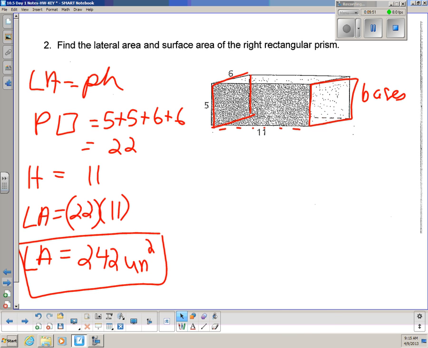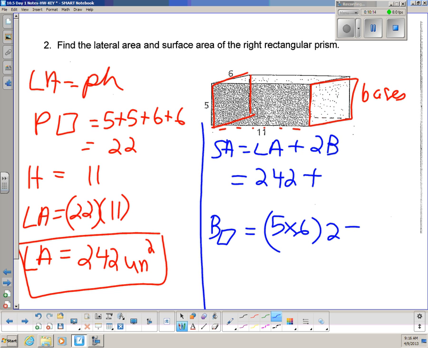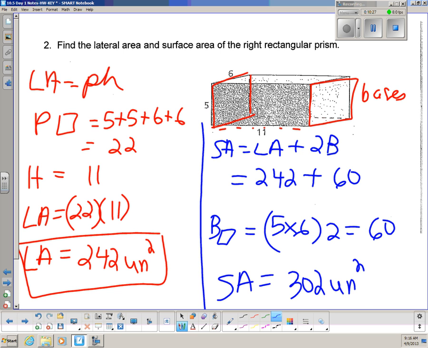If we go for surface area next, remember surface area is lateral area plus the area of the two bases. The two bases we know, I'll just start this up here, 242. The base is the shape of a square, and we need two of those. The square is going to be a 5 by 6, but we have to double that, which means it's 30 times 2 or 60. The two bases total an area of 60. So the entire surface area here is 302 units squared.